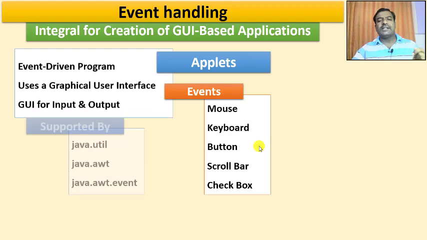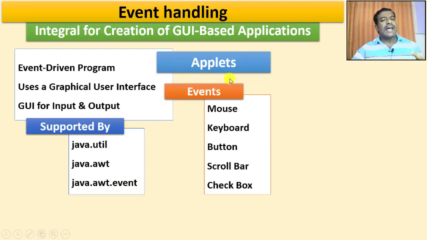Now, if I want to use applets and events in a Java program, which is a core concept of Java applications, they are stored in packages called java.util, short for utility, and java.awt. This is the Abstract Window Toolkit, and the events can be found in java.awt.event. All these events will be found in this package.